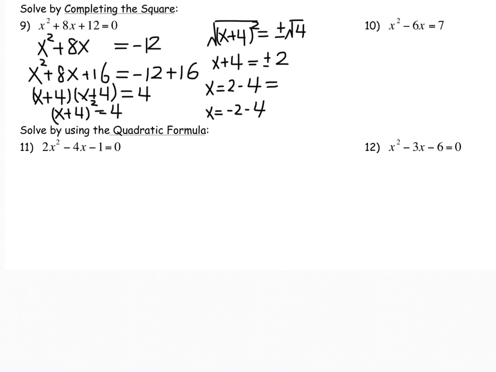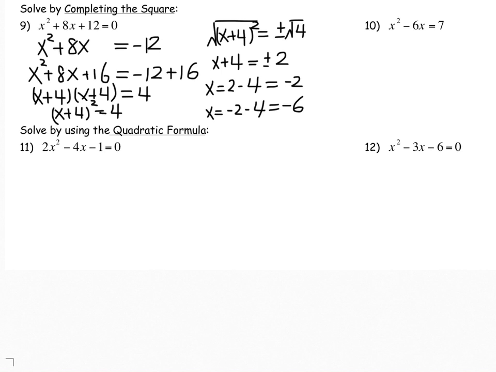So 2 minus 4 is negative 2, and negative 2 minus 4 is negative 6. So my two answers for number 9 are negative 2 and negative 6. You definitely want to plug the numbers back into the equation to check whether it will make the equation equal to 0 or not. So don't forget to do your check part.